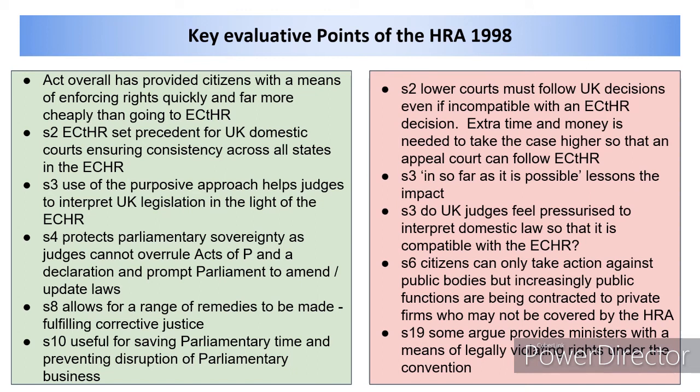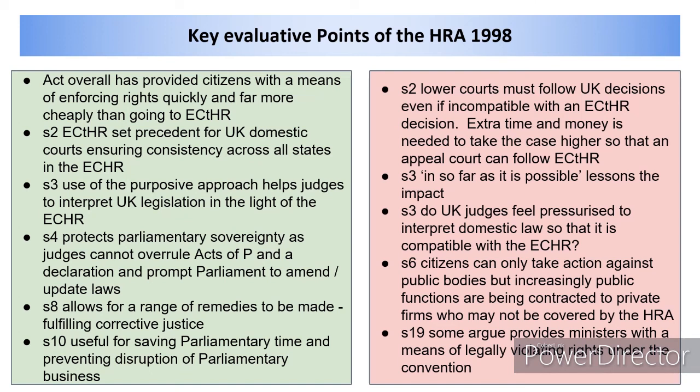Section 8, the remedies section, gives that broad range of remedies available, so therefore ensuring that corrective justice is achieved. And then, of course, that fast track procedure for Section 10 saves Parliament time because they don't have to amend statutes that have had a declaration of incompatibility. It can be done through a statutory instrument and it doesn't disrupt parliamentary business.